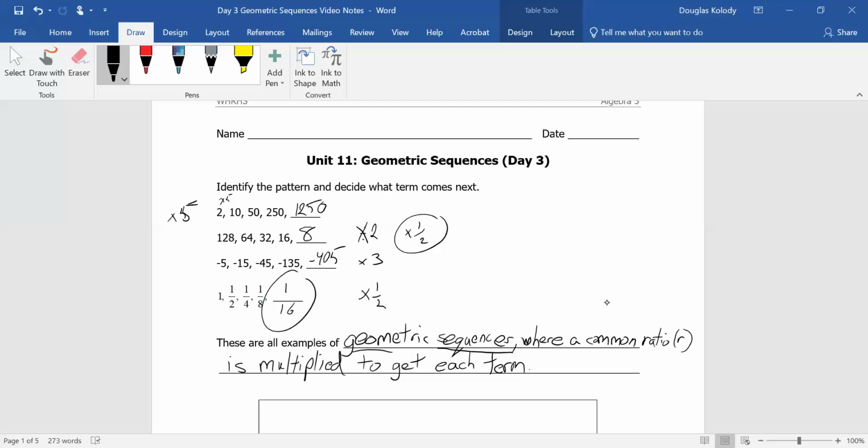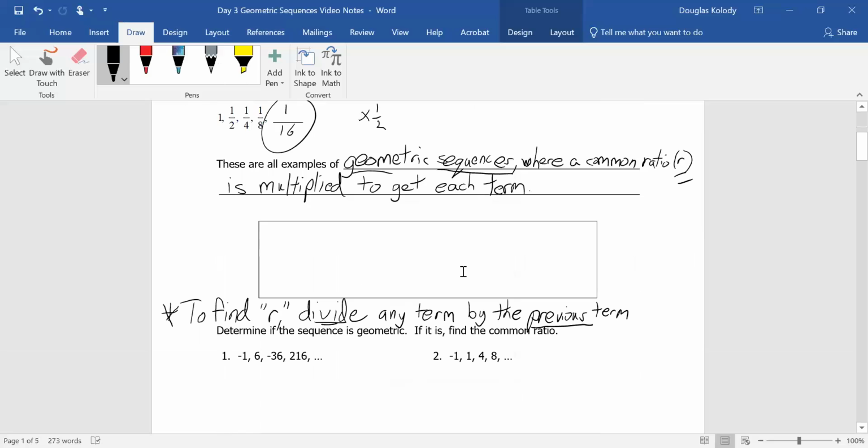Geometric sequences are sequences where not a common difference, but a common ratio, r, is multiplied to get each term. And we're going to write the formula right here. I'm not going to build it up like I did before, but I just want you to recall for arithmetic sequences, the formula was a sub n, which is the nth term of the sequence, any term, is a sub 1, which is the first term, plus d, which was the common difference, times n minus 1.